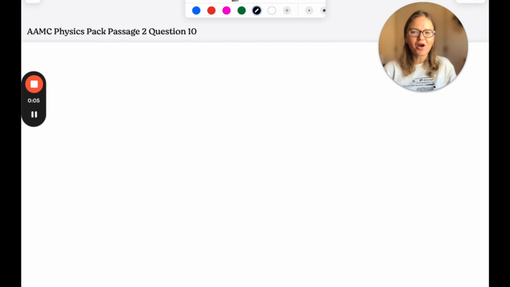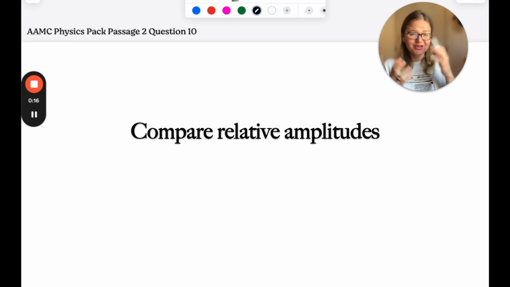I'm Cassie, and I'm going to walk you through question 10, which is associated with passage 2 of the AAMC official physics question pack to prepare you for the MCAT. So, what is this question asking? It's asking about comparing the relative amplitudes of the different curves shown in figure 1.